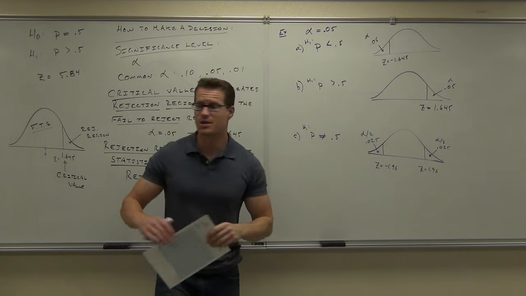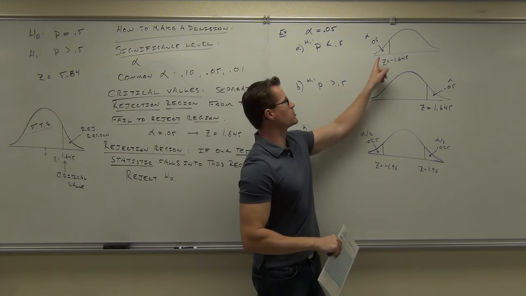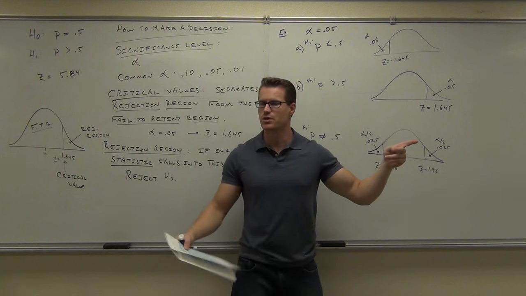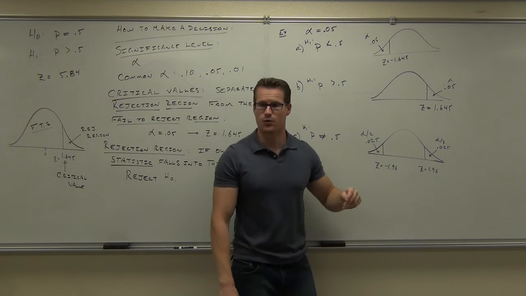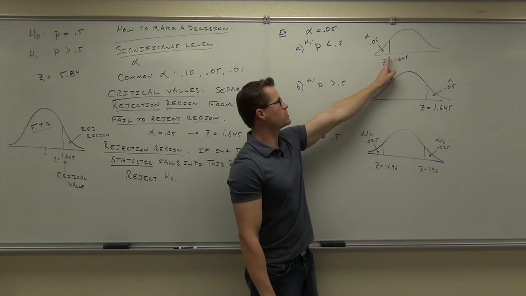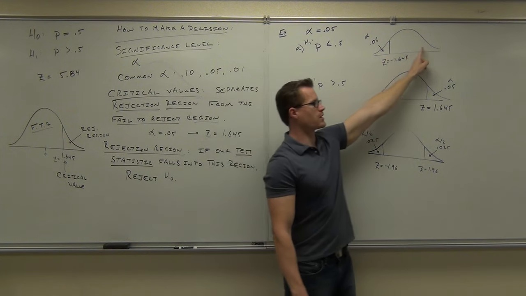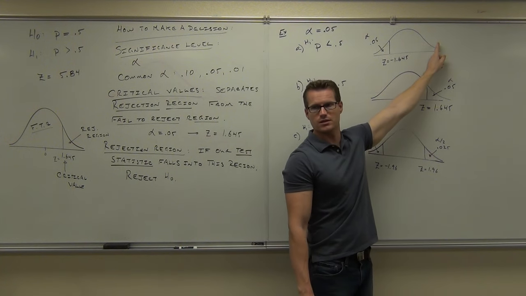You look to see where this number falls, your test statistic. If it falls in your rejection regions, you reject. If it doesn't, well, then you don't. So let's go through each case. Look up here on the board with me. 5.84. Is it in the rejection region or the fail to reject region for this? It's way over here, correct? This is my rejection region. You would fail to reject in this case.